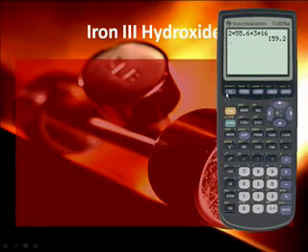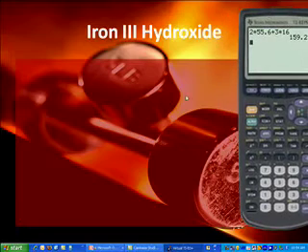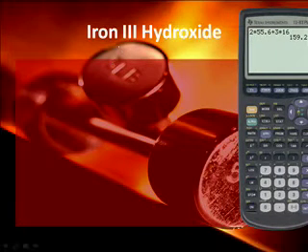All right, let's do a different one. And the second one, we have iron 3 hydroxide. Iron 3. So iron 3, that means with a +3 charge.